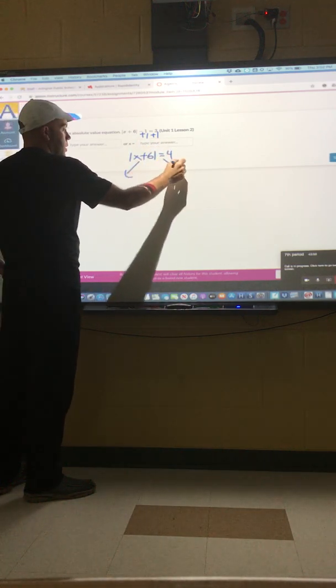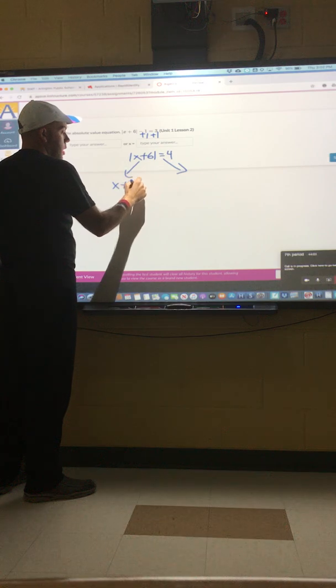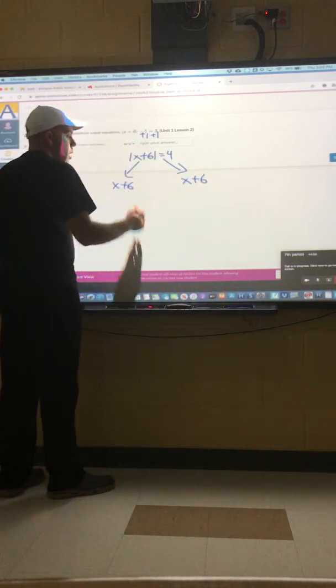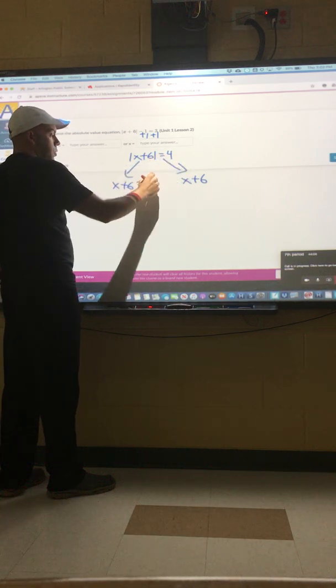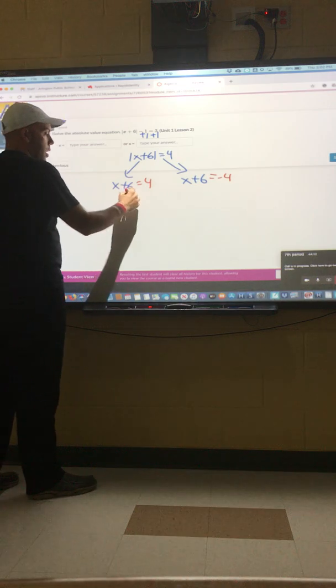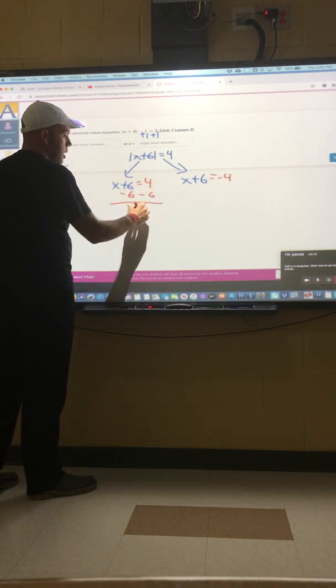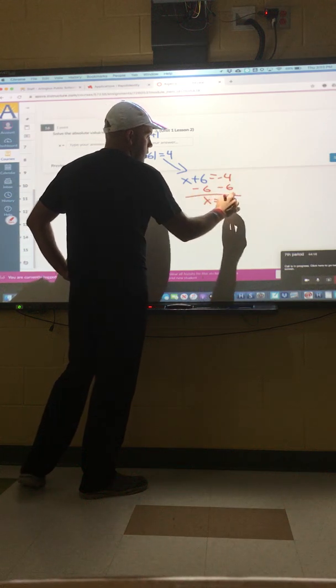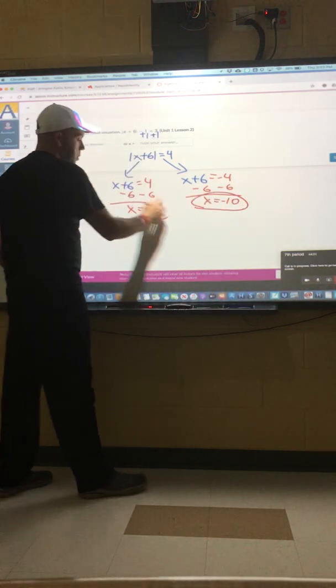So now I split into two equations. What was on the inside, I copy, it does not change. Notice how those are exactly the same. I switch the sign. So the first one is just 4, the other one is negative 4. And now I solve. So I go minus 6 to both sides, x equals negative 2, minus 6 to both sides, x equals negative 10. So these would be my two answers.